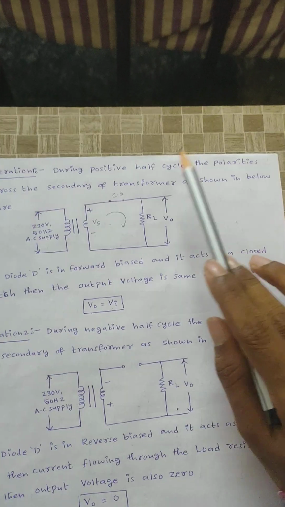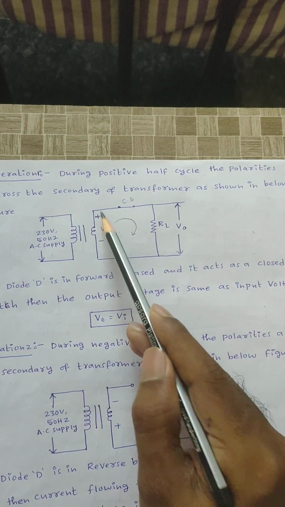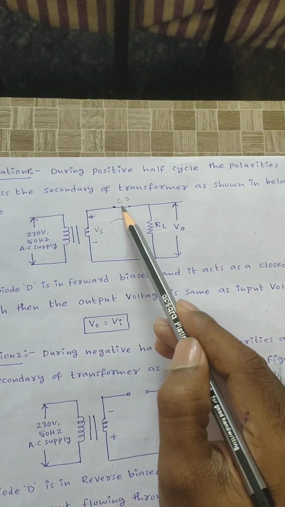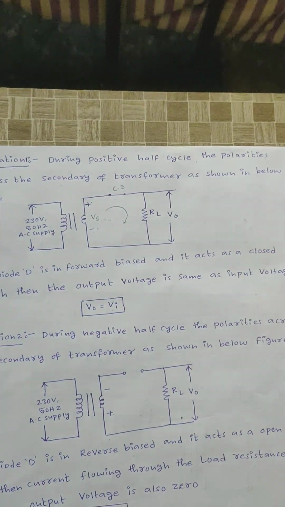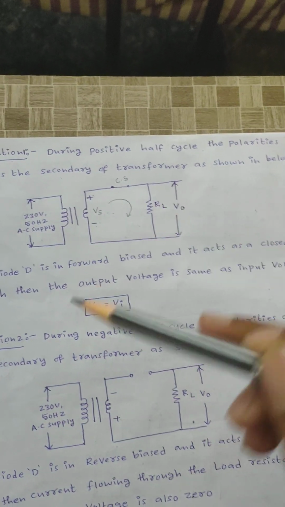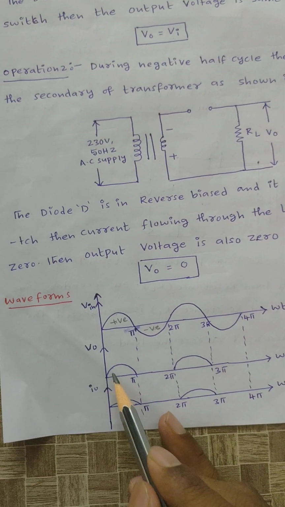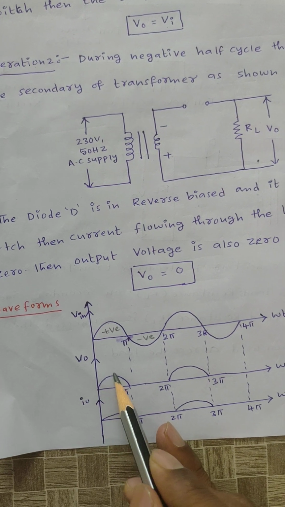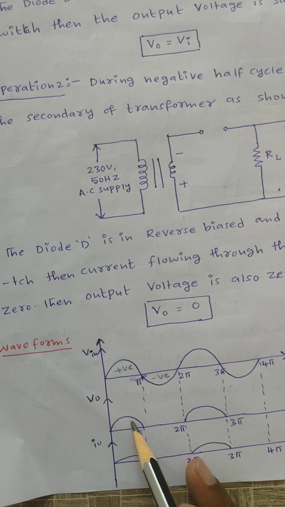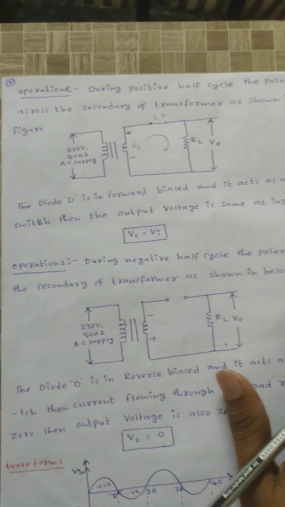So during the positive half cycle, the diode is in forward bias and acts as a closed switch, and the output voltage is the same as the input voltage. You will get an output voltage waveform like this. That is operation 1.